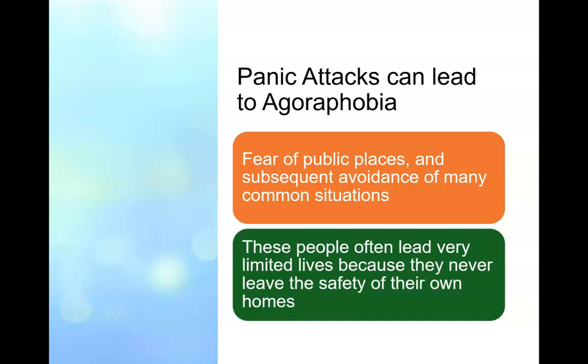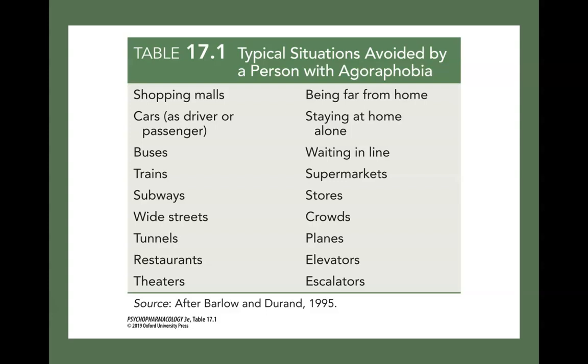As a result, panic attacks will often lead to what is called agoraphobia. This is a fear of public places, and as a result, you're going to see a lot of people with agoraphobia avoiding a lot of public situations where they could be perceived or could be seen. And oftentimes people with agoraphobia are going to lead very limited lives because they never really leave their own house. Now, here are some typical situations that a person with agoraphobia might avoid. This includes things like shopping malls, being far from home, being at home alone, being in a car, being on a bus, a train, a subway, wide streets, tunnels, restaurants, theaters, escalators, elevators, planes, crowds, stores, supermarkets, and waiting in line.